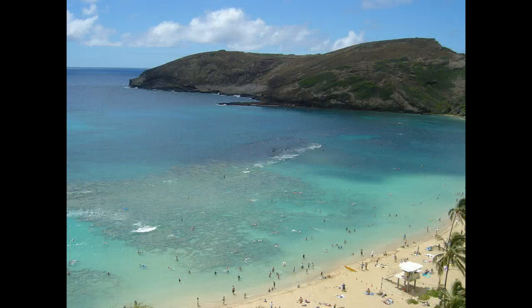Moving along, another territory. How about beautiful Hawaii? This is a picture from my vacation. There I am right there. Just kidding. No, I've never been to Hawaii yet. Ooh, a beautiful rainbow.